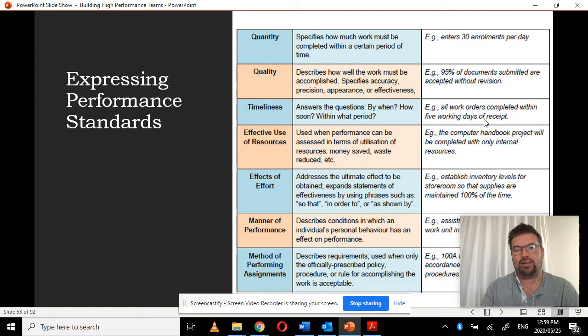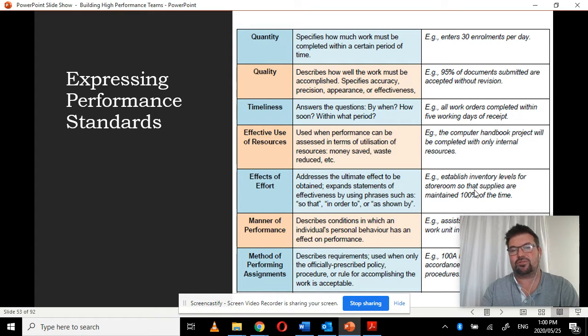So I got timeliness. Effective use of resources, okay. The computer handbook project will be completed with only the internal resources. So I know that I'm not going to buy anything from the outside, that I've only got what I've got in order to fulfill the target that I've been given. Okay, effects of effort.